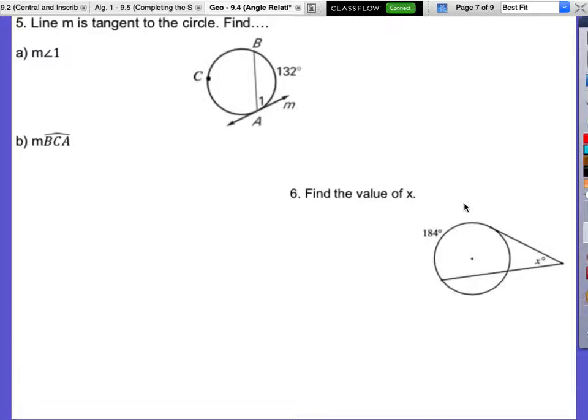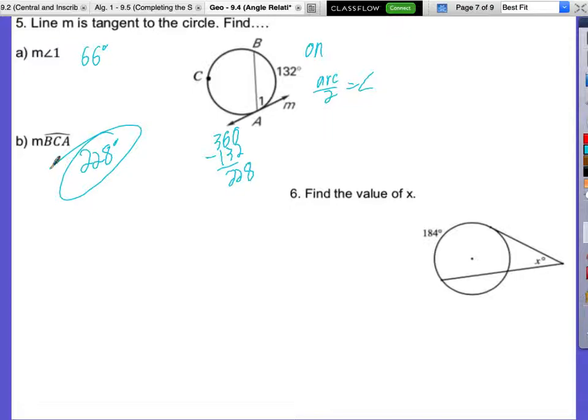Who wants to tell me what angle 1 would be? 66. 66, okay? Vertex is on the circle, so you do half the arc, arc divided by 2. Measure of the arc BCA, how do you figure out that one? You subtract 132 from 360, and we get 228 degrees.